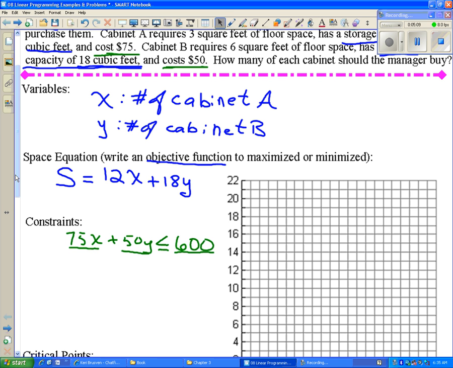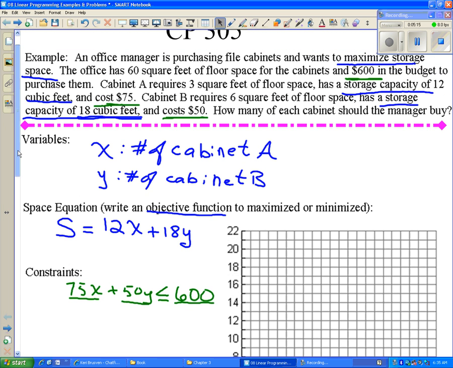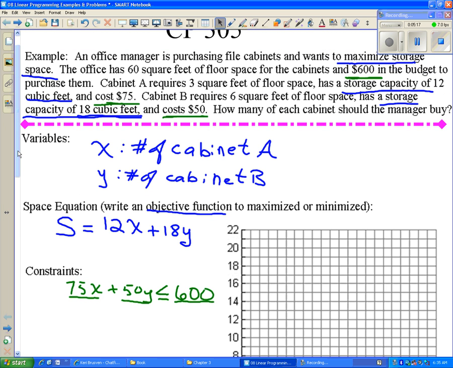That's my first constraint. My second constraint is talking about floor space. How much space do I have to put these cabinets down? I'm going to do this in red. I have an overall storage floor space of, excuse me, 60 square feet.